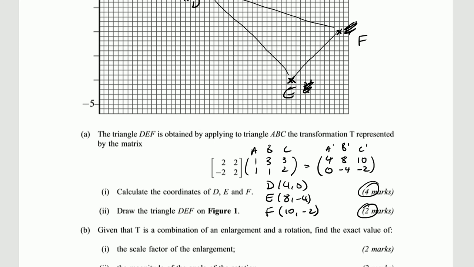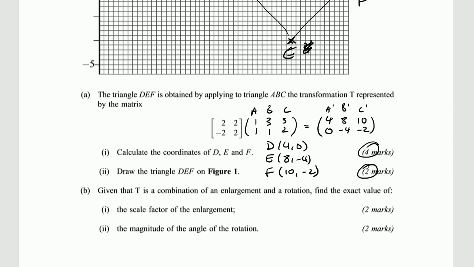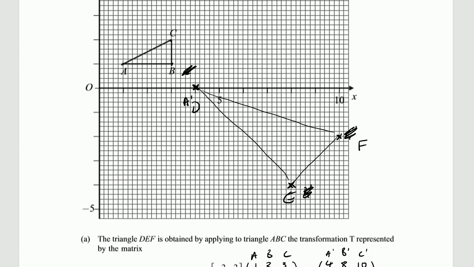T is a combination of an enlargement and a rotation. I want to find the scale factor of the enlargement, and I want to find the magnitude of the angle of the rotation. Okay, so if I look now at what's gone on, and I examine where the right angle ended up, it ended up down here. I think it's pretty clear that that rotation would be something along the lines of 45 degrees-ish.